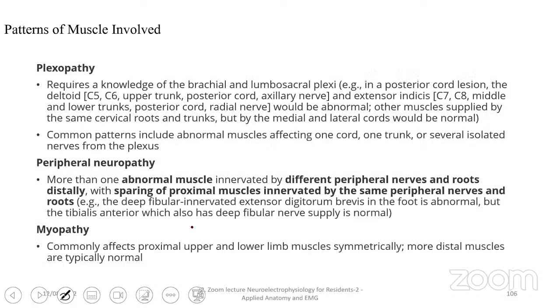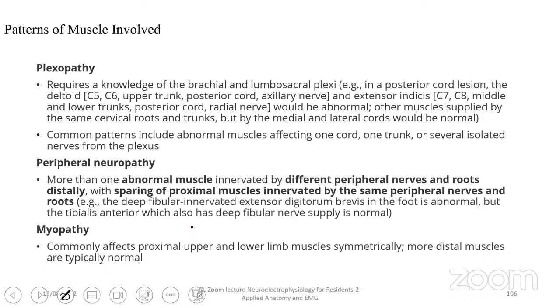Plexopathies require knowledge of the brachial and lumbosacral plexus, which we'll deal with separately later on. In a posterior cord lesion, the deltoid C5, C6, upper trunk, posterior cord, axillary nerve, and extensor indicis C7, C8, middle and lower trunks, posterior cord, radial nerve would be abnormal. We'll discuss that again when we deal with plexopathies in detail. Other muscles supplied by the same cervical roots and trunks would be normal. Common patterns include abnormal muscles affecting one cord, one trunk, or several isolated nerves from the plexus.